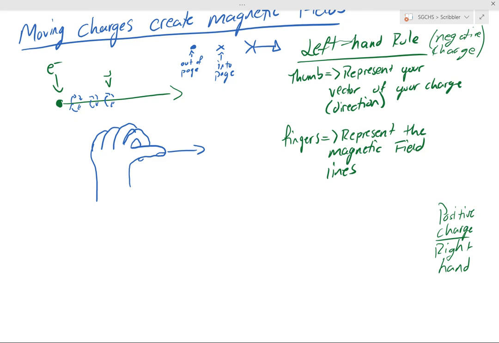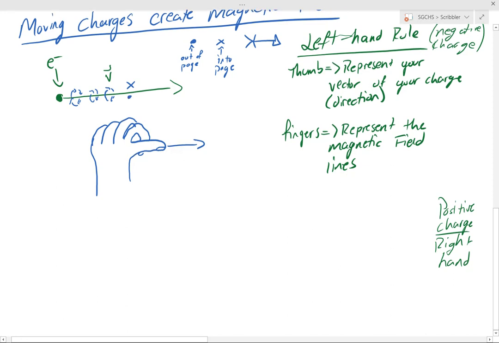So how would I represent this? Use your left hand, point your thumb in the direction in which the negative charge is going, and then wrap your fingers around. So on the top of the electron, the magnetic field is going into the page. And on the bottom, your fingers are going to wrap back around and come out of the page. So you could also represent your magnetic field something like this, which is a little bit easier to understand.